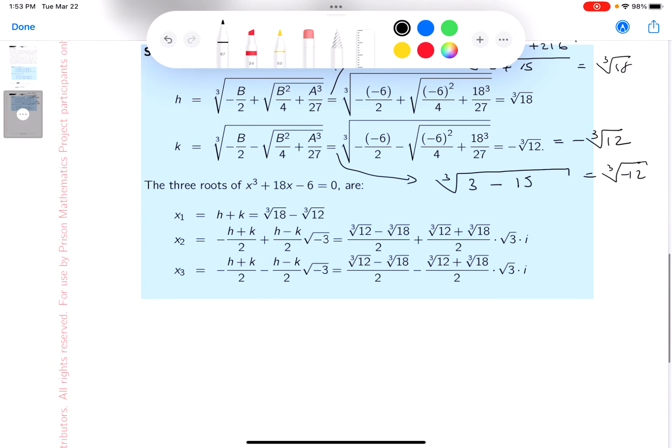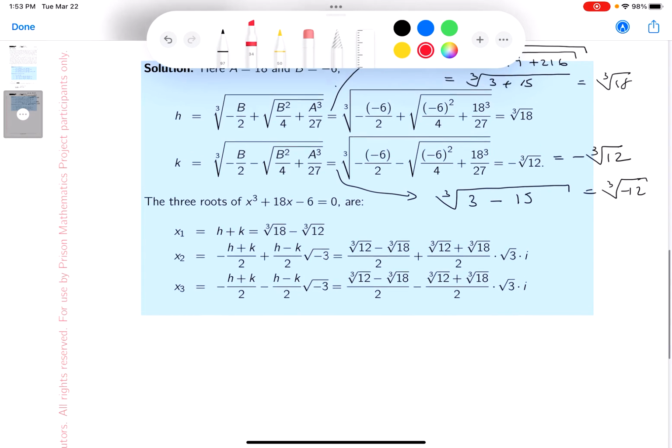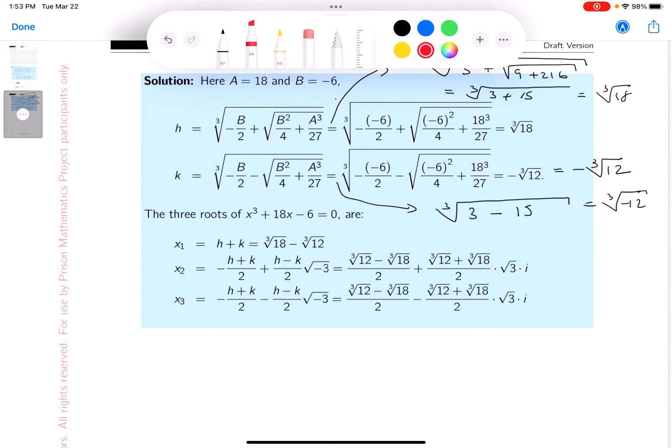What I want to claim is I need to know how to get the roots now. x1, x2, x3, there's 3 roots. The complex solutions will occur in conjugate pairs. So the first one, fairly simple. All I do is add h and k. That's all I did, added them together.